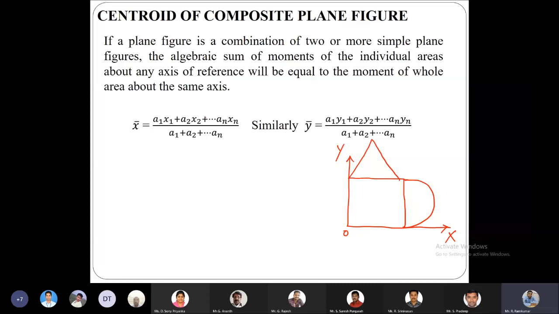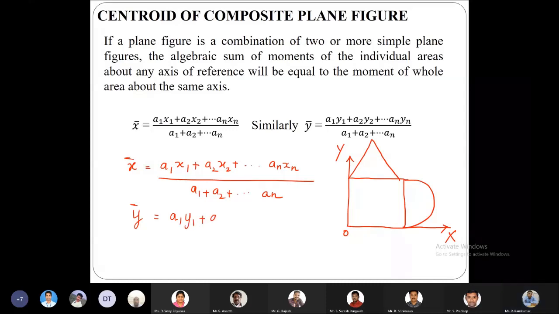Therefore we get X bar is equal to A1 X1 plus A2 X2 plus etc. up to An Xn, the entire thing divided by A1 plus A2 plus etc. up to An. And similarly for finding the y bar, we'll be using A1 Y1 plus A2 Y2 plus etc.